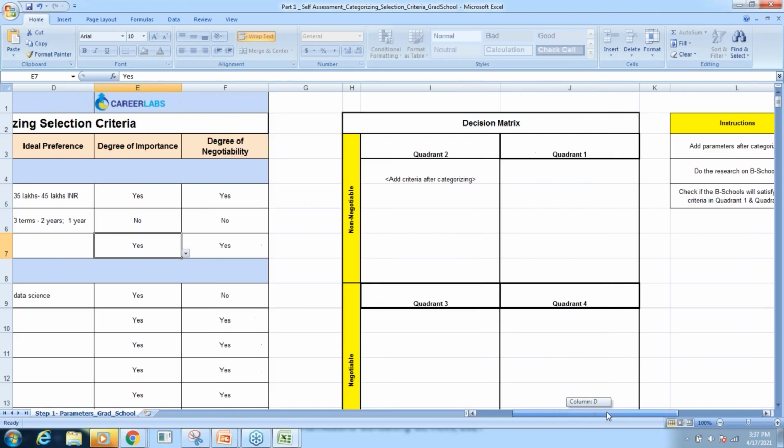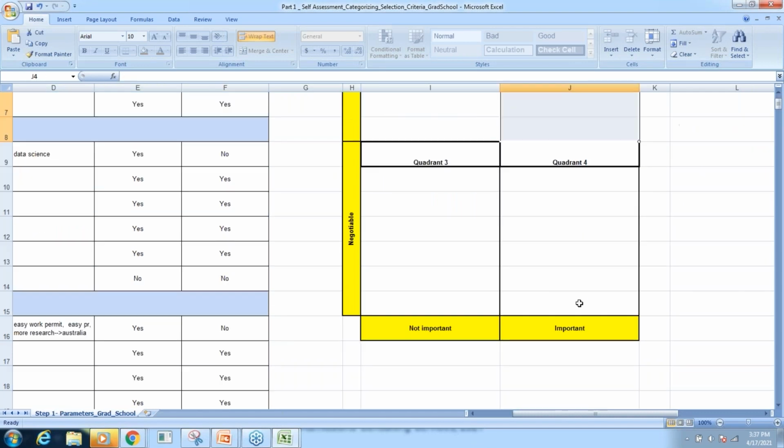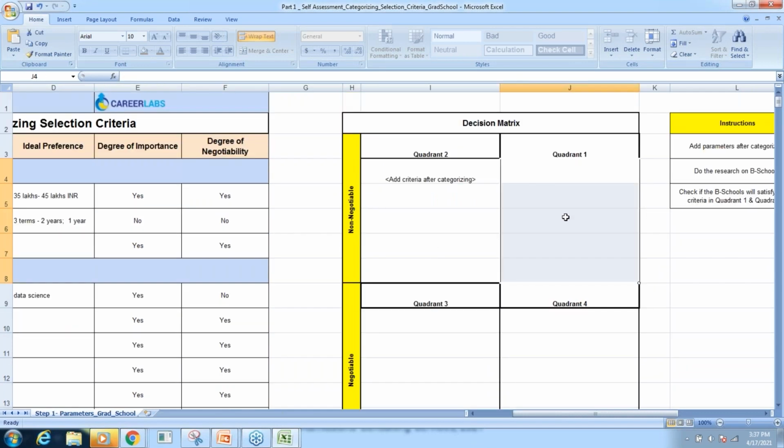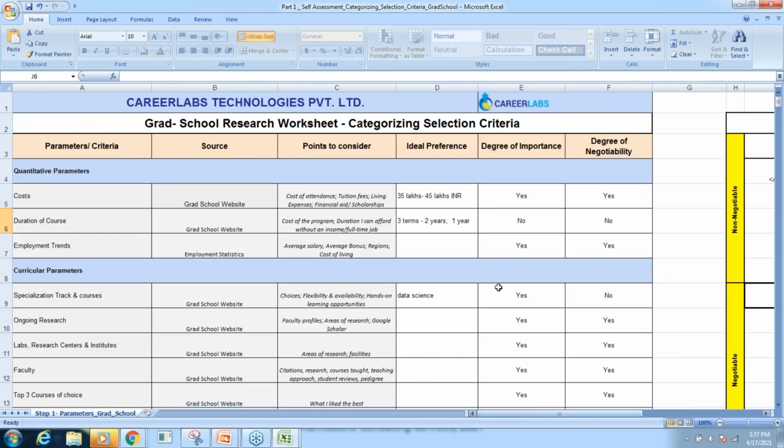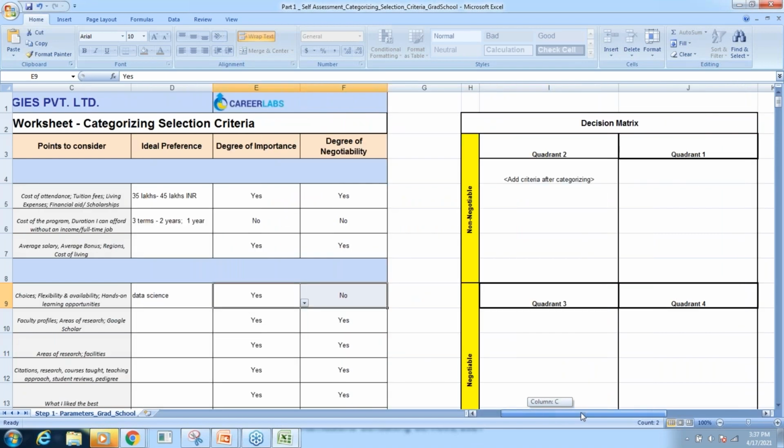You might need a little bit more time for the ideal preference, but most of us will be able to tell, hey, cost is important to me, or it is not important to me at this point of time. Please note that we are very well aware that these factors will also change. So this quadrant is important and non-negotiable. Can you tell me which is important? This is all important. Non-negotiable, where I say no. So this is an example of an important and non-negotiable one.